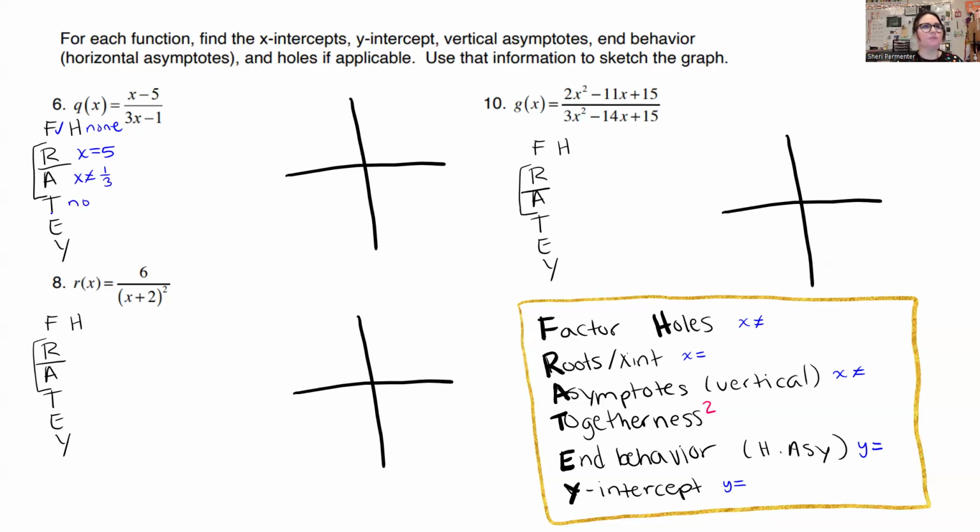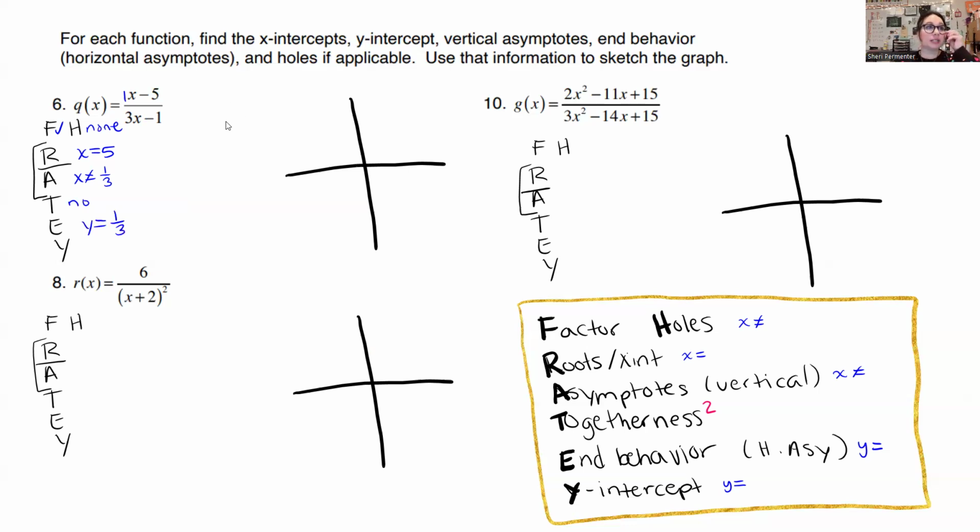No togetherness. E is for end behavior. So we're looking at the degree of the top and the bottom. What do we notice about them? It's balanced, or they're the same. So we're going to look at the leading coefficient of the numerator and denominator. So we have a 1/3. So my end behavior, and again, this is a y equals, y is equal to 1/3.